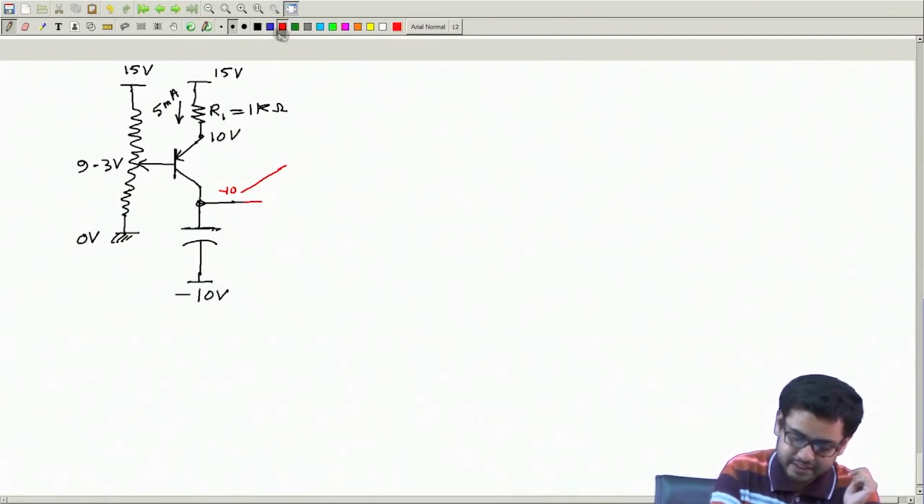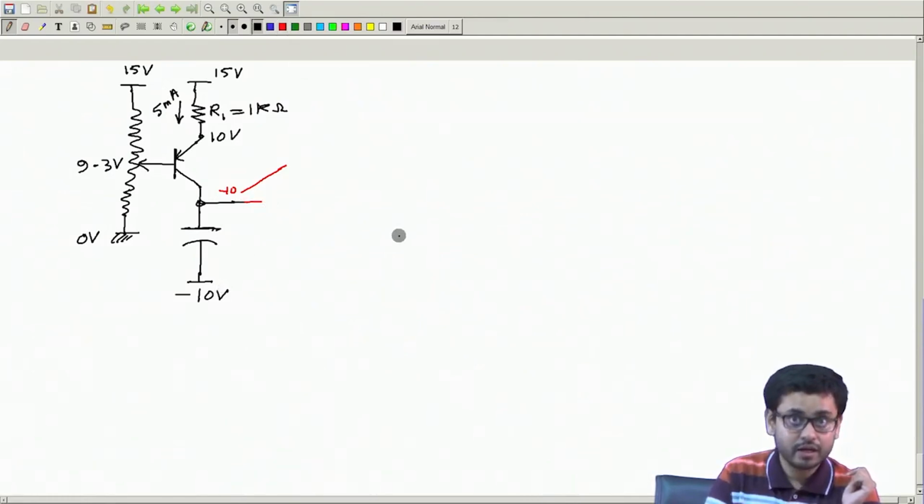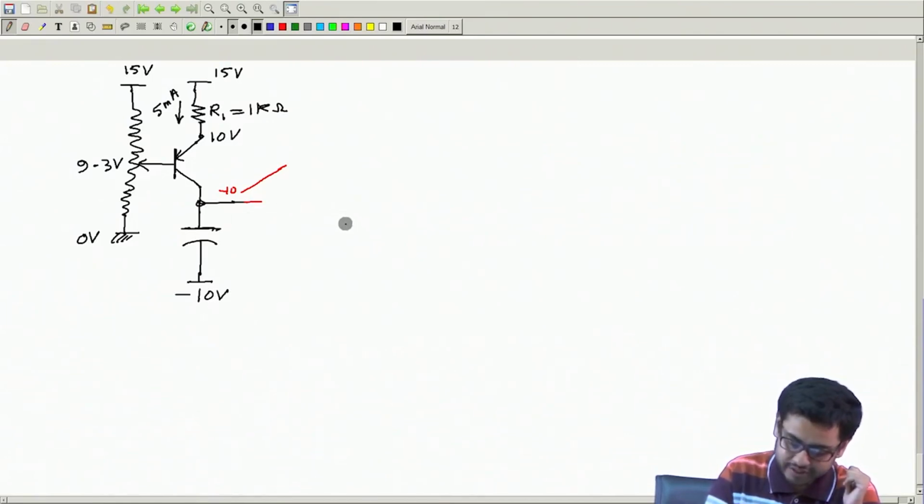Now I will feed this to a Smith trigger. What kind of a Smith trigger is useful? I will take a non-inverting type, so that when this voltage increases, output will also increase. So I will take a non-inverting Smith trigger.